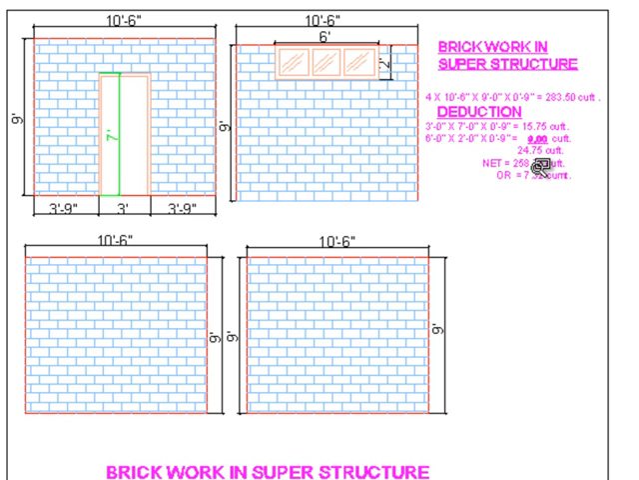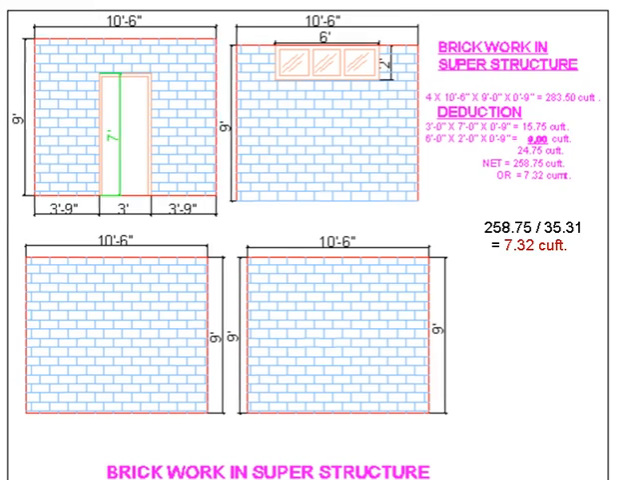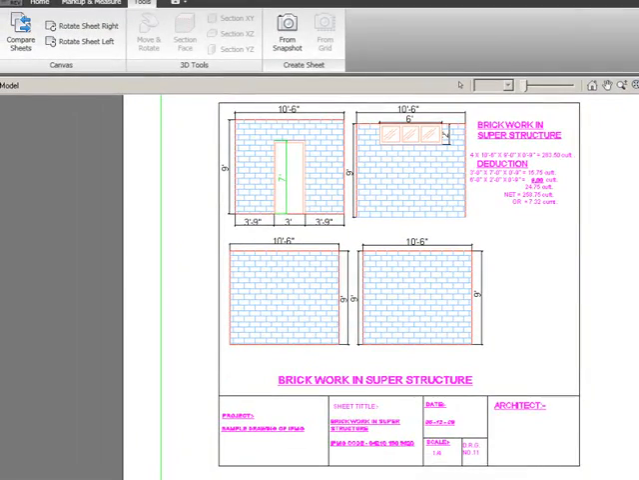The net volume of the wall in cubic feet is 283.50 cubic feet minus 24.75 cubic feet, equal to 258.75 cubic feet. Its equivalent in cubic meter is 258.75 cubic feet divided by 35.31, equal to 7.32 cubic meter.